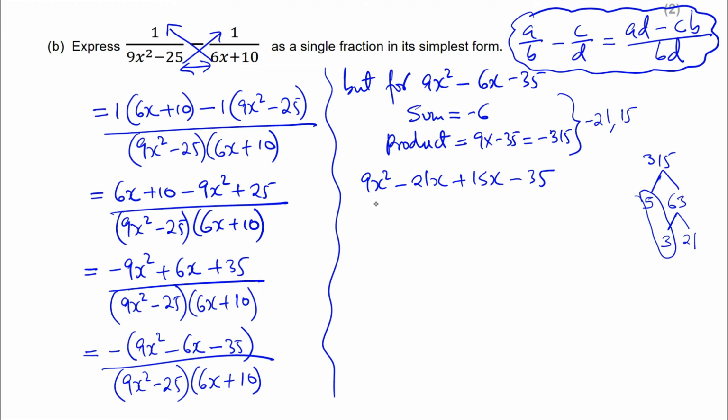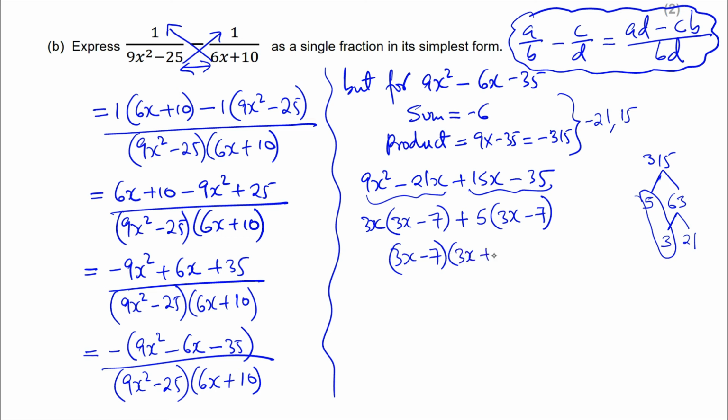Okay, and then you factorize the first two terms and the last two terms by finding the common factor. Here the common factor is 3x, so we'll end up with 3x into 3x minus 7. And then here the common factor will be 5 into 3x minus 7. And then because 3x minus 7 is a factor, you can take it out. So 3x minus 7, the remaining terms will be 3x plus 5. Okay, so that is when you factorize that.